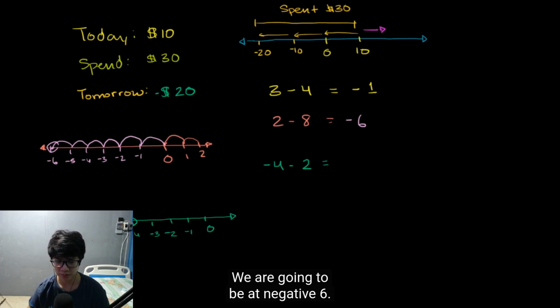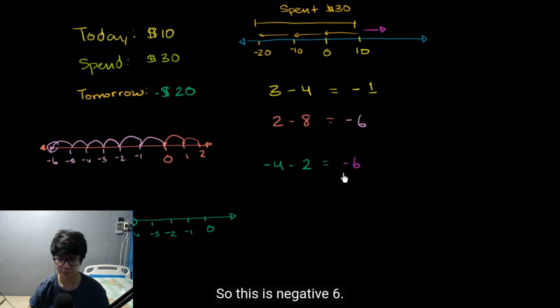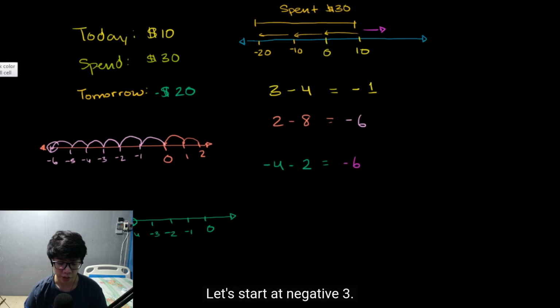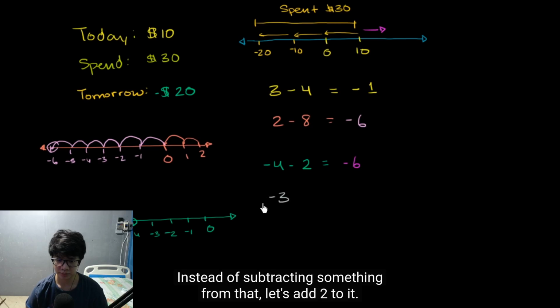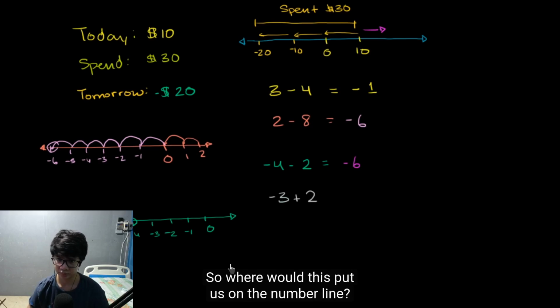We are going to be at negative 6. So this is negative 6. Let's do another interesting thing. Let's start at negative 3. Let's say we have negative 3. Instead of subtracting something from that, let's add 2 to it. So where would this put us on the number line?